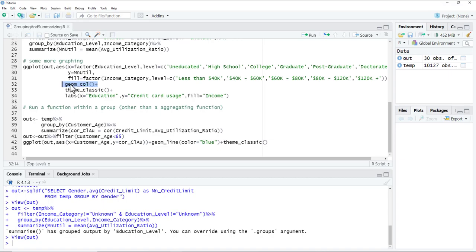So this creates a column graph. A column graph uses some y variable that it's going to summarize by, here mean utility. You could also do geom bar, and that just counts how many are there. So it's sort of like a histogram. So lots of different graphs like we already saw. So run this.